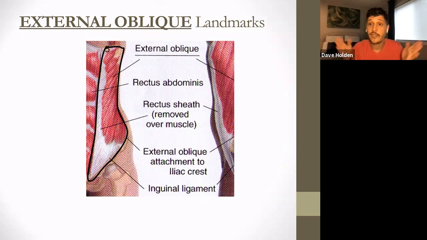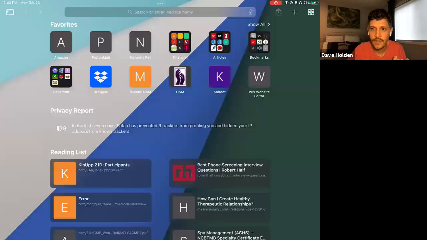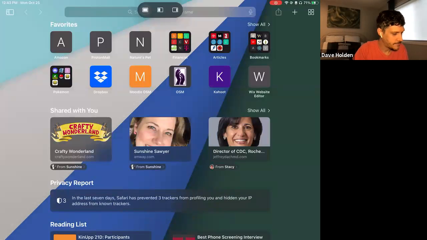Also, if you're looking for the V, you know what I'm talking about? The V, you got to get the external obliques. That's what pops to make the top part of that V. Let me see if I can pull up a tasteful photo.